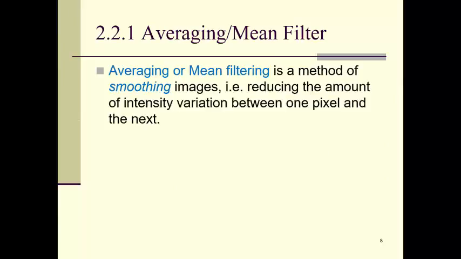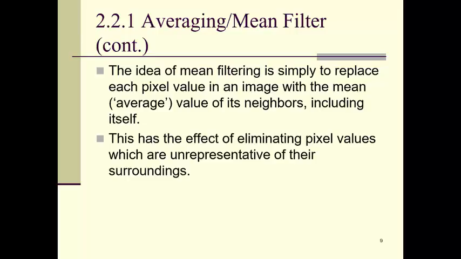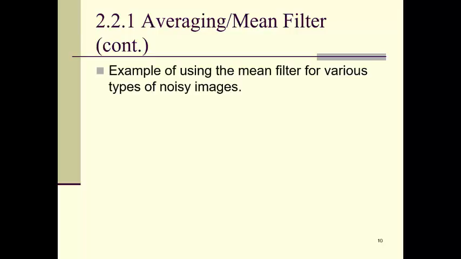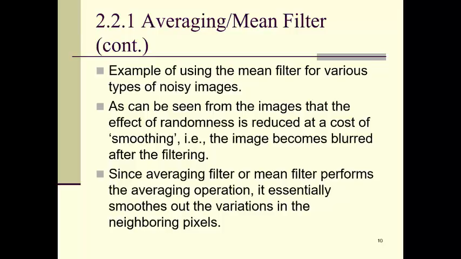So now here, for the averaging or mean filter, we say that it's a method of smoothing images, let's say reducing the amount of intensity variation between one pixel and the next. Okay? So actually if we apply this, this means that I will make the average of the pixel with respect to its neighboring pixels, including the pixel itself. Right. So this is the idea. Let's see an example of the effect of this averaging.